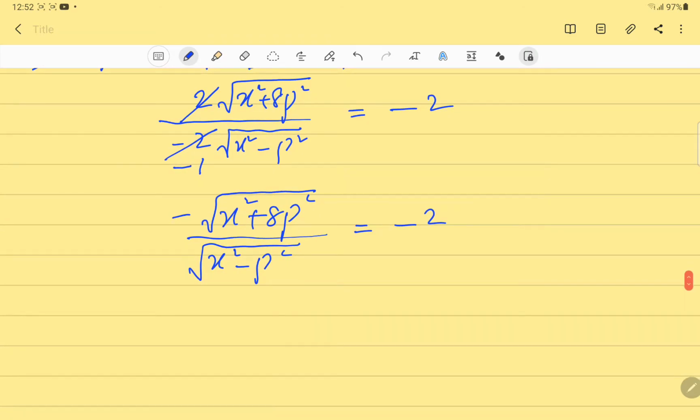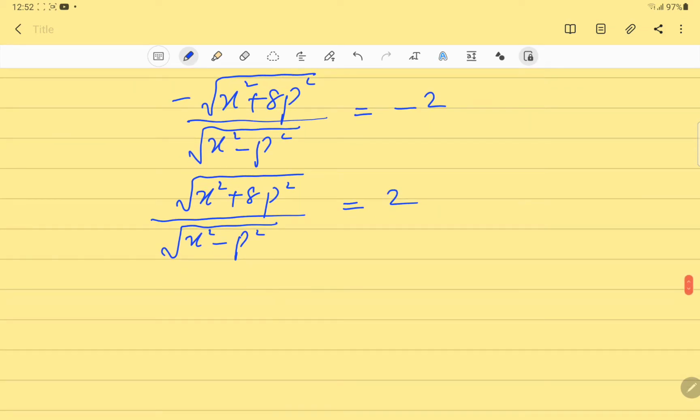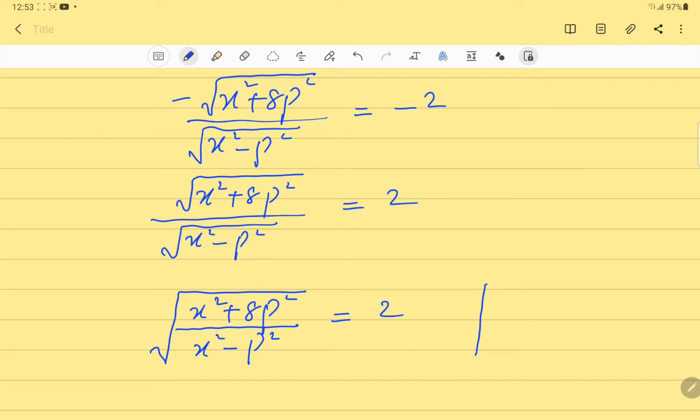If we multiply both sides by minus 1, we get rid of the minus, so we'll be left with square root of x squared plus 8p squared over square root of x squared minus p squared is equal to 2. On the left side we can write it as the square root of x squared plus 8p squared over x squared minus p squared, with the help of this formula: square root of a over square root of b can be written as square root of a over b.